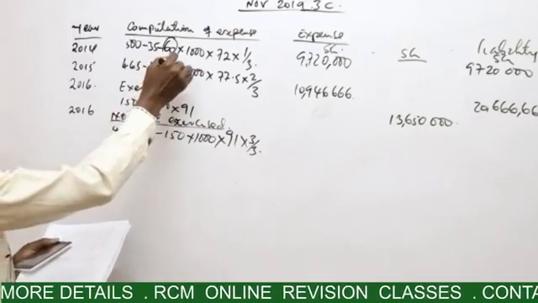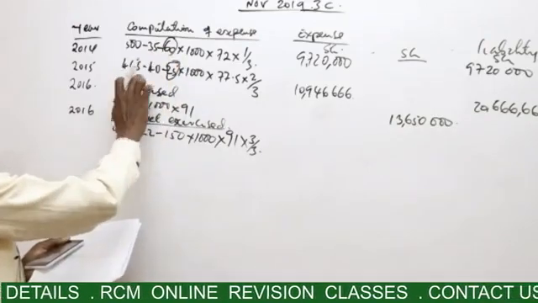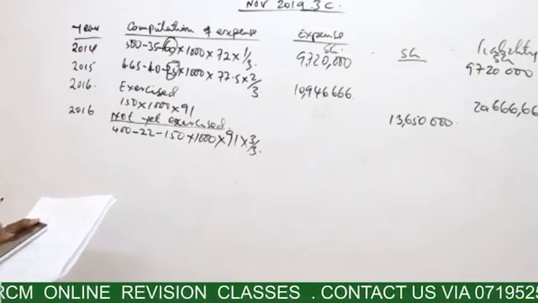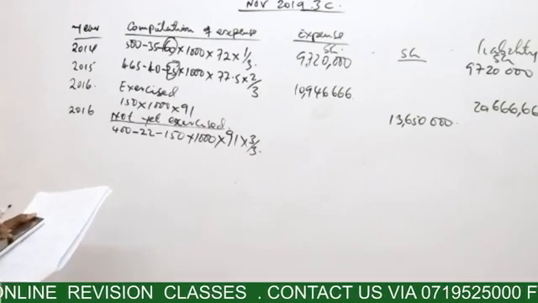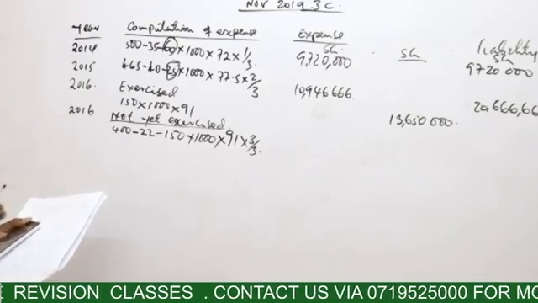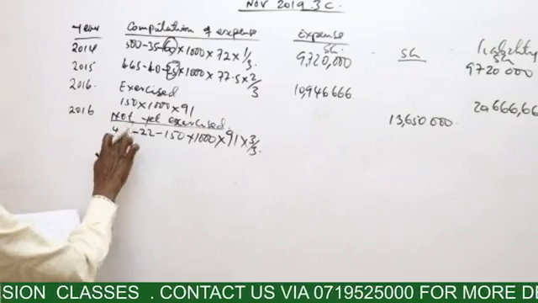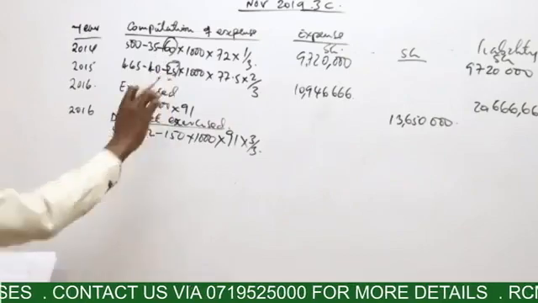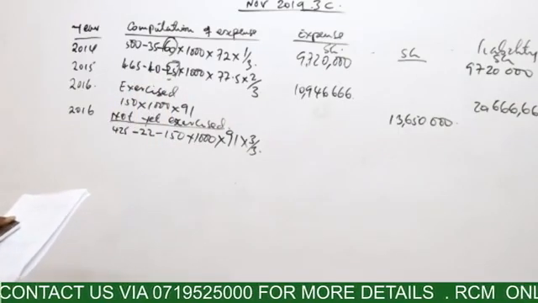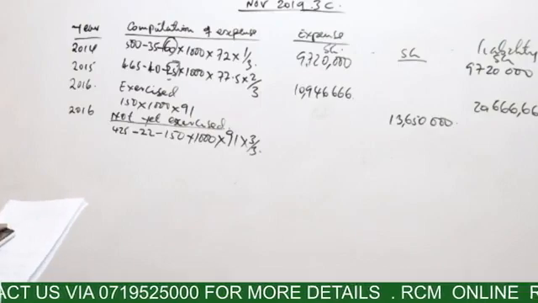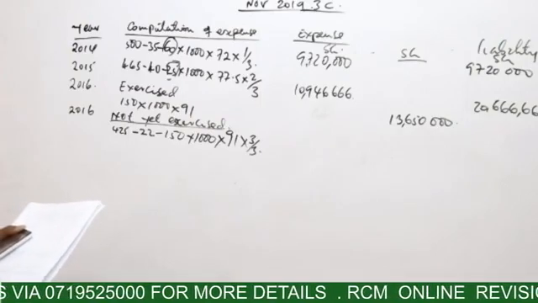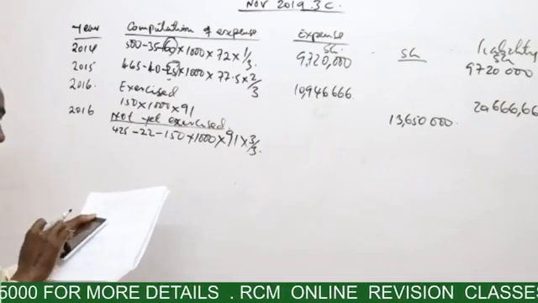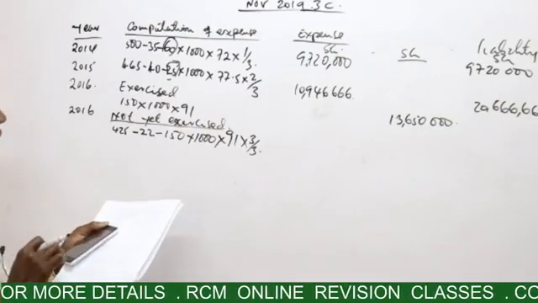Sorry, this one estimate we don't include. Therefore, it is 465 minus 40 who left. It is 425, not 400. 425. This is the estimate. Therefore, 425 minus 22 minus 150, we get 253 times 1,000 times 91.